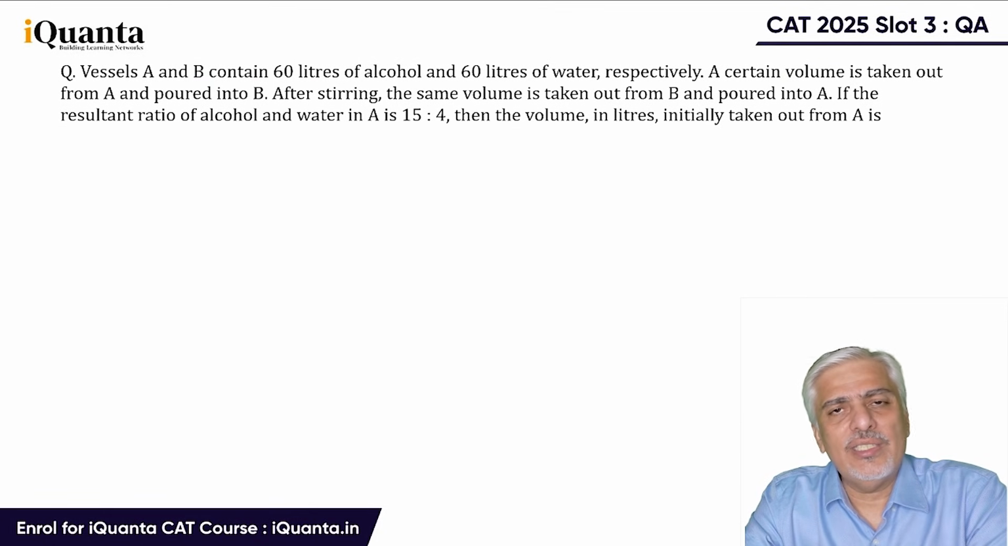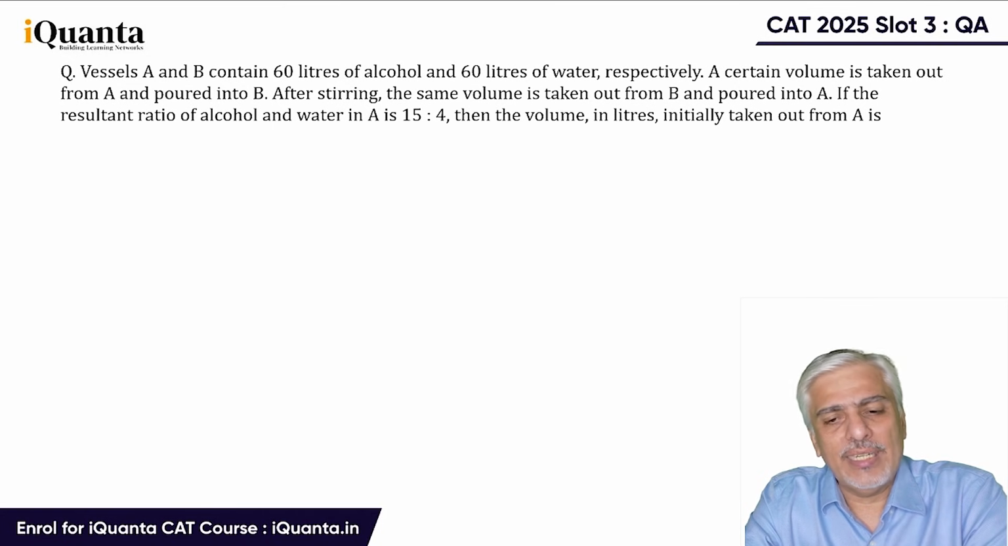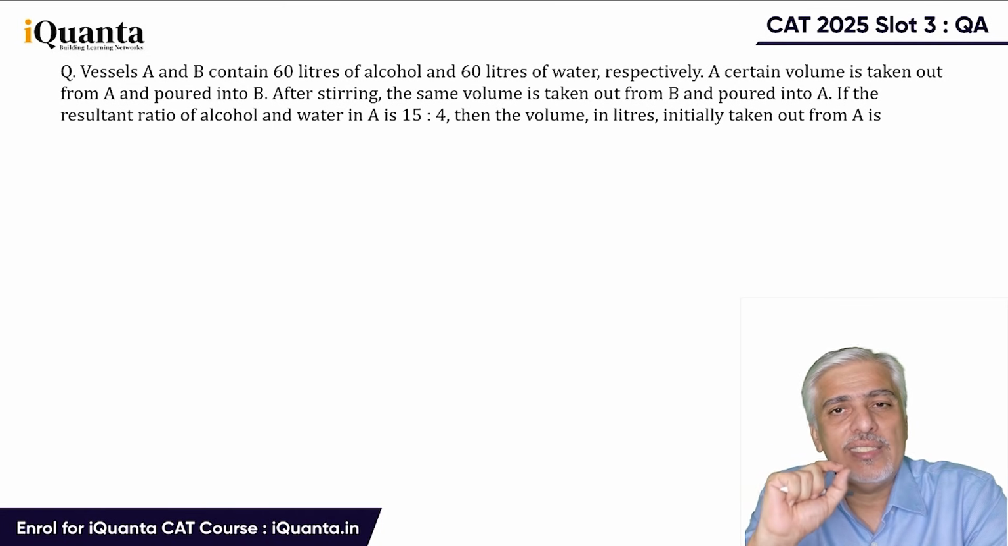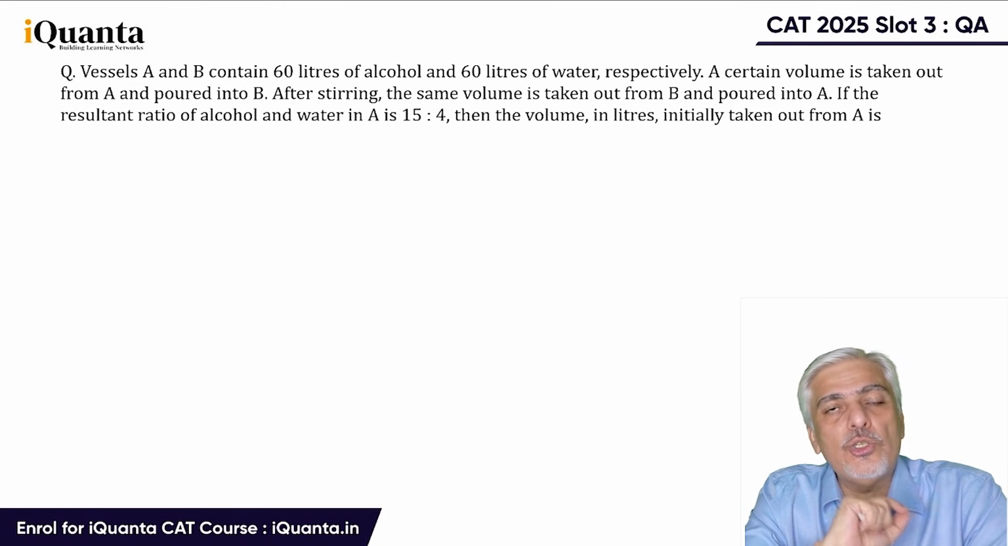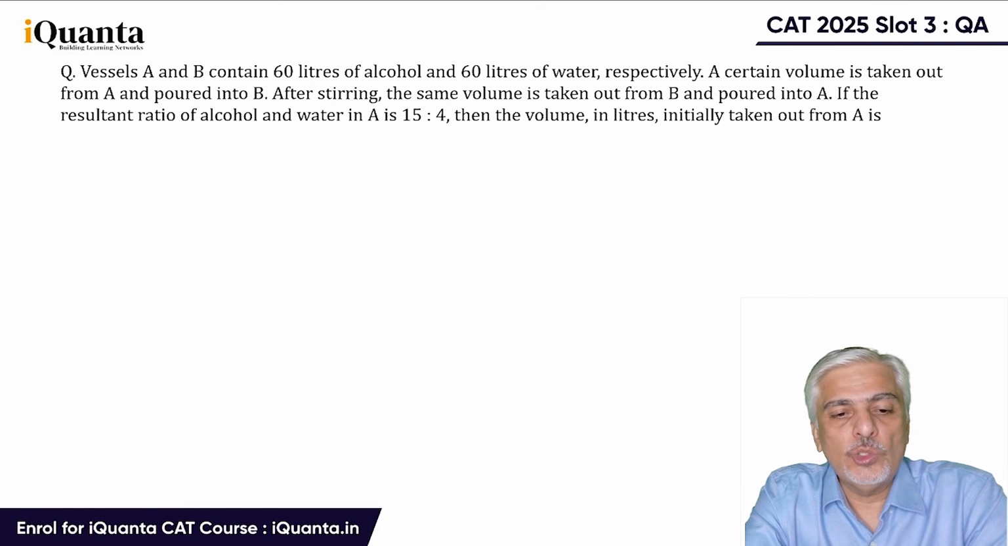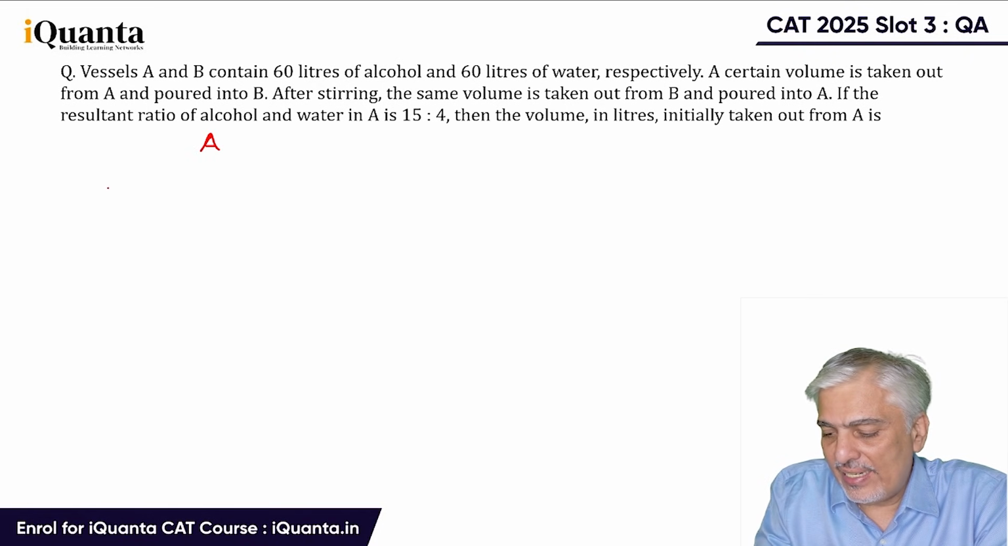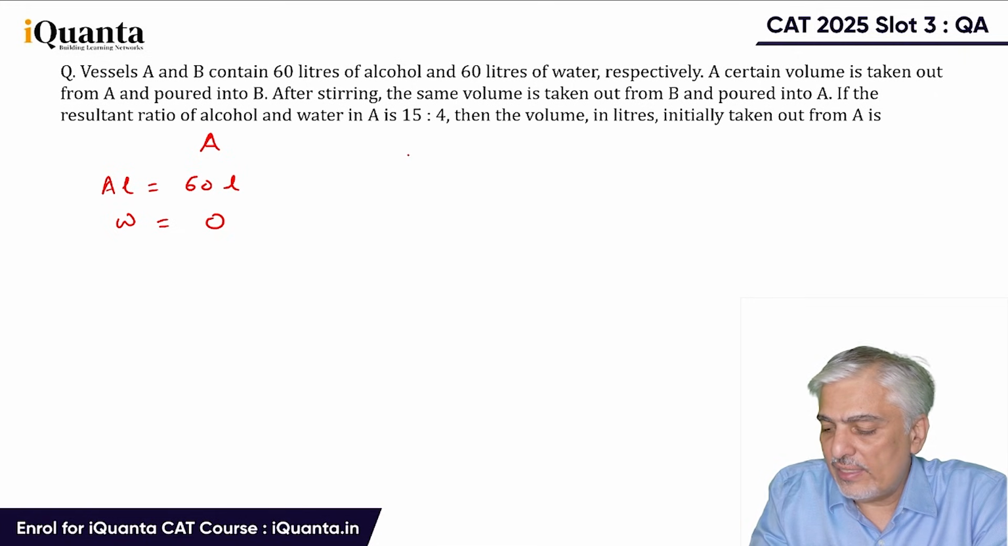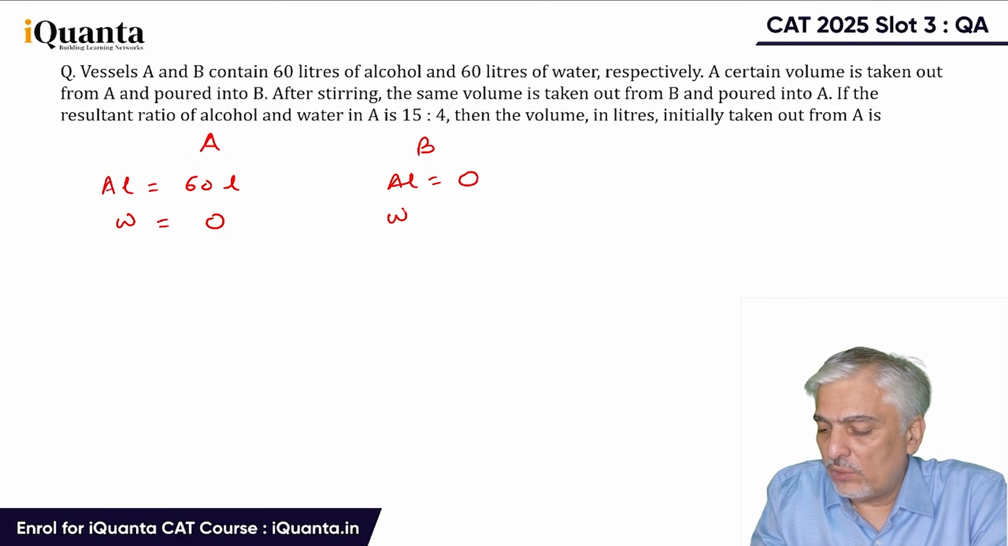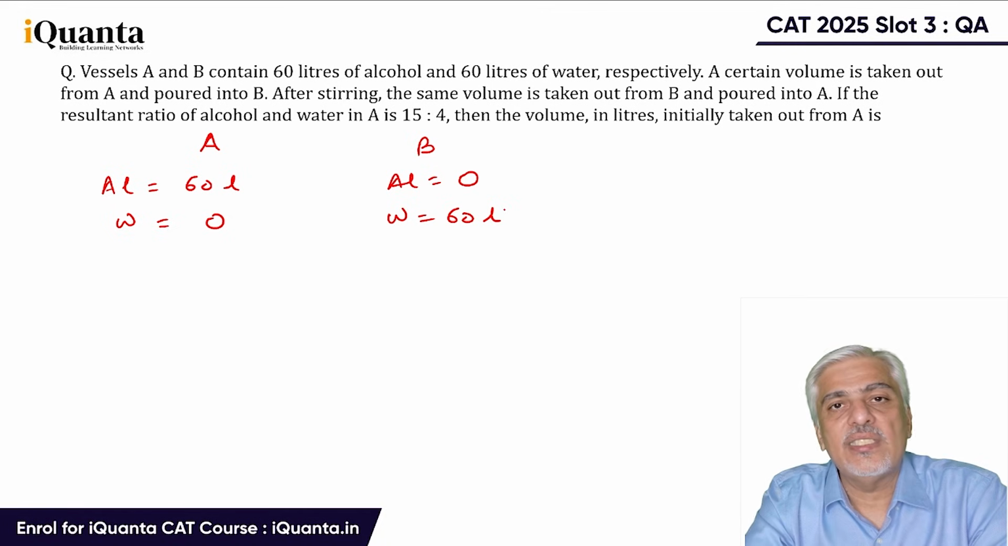The next question is a question from mixtures. Again, a pretty interesting question. All the questions had some shortcut or other which you could apply and do it smartly. So vessel A and B contain 60 liters of alcohol and 60 liters of water respectively. So vessel A contains alcohol, which is 60 liters, and there is no water in this vessel, while vessel B contains alcohol 0 and water which is 60 liters, right? This is the initial state.